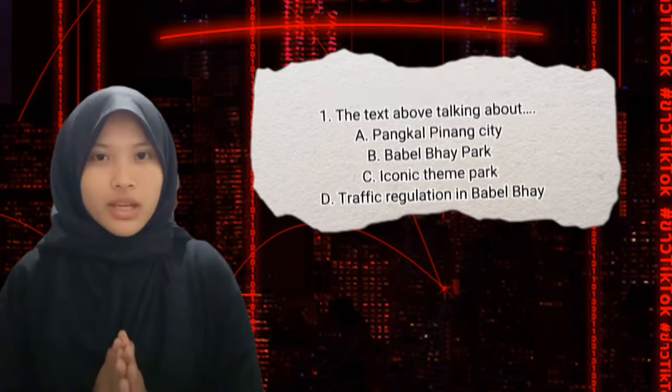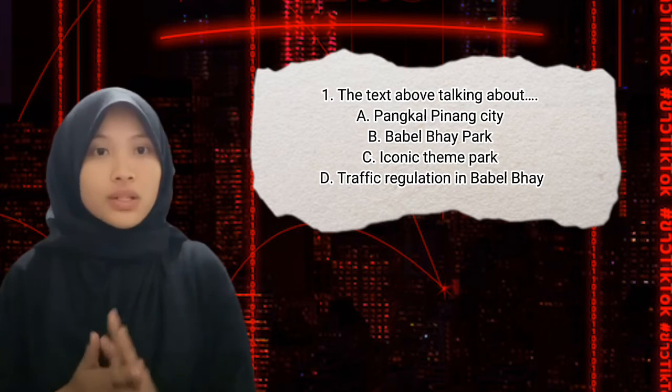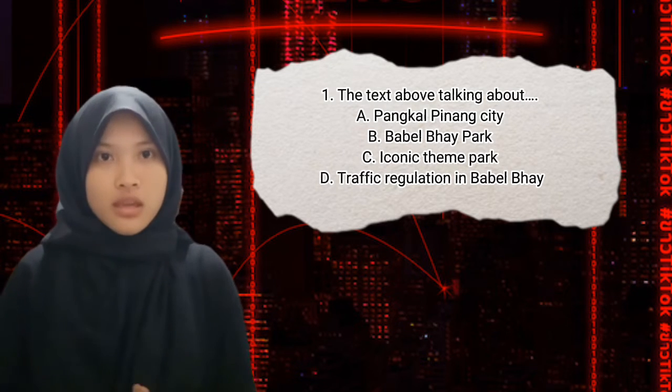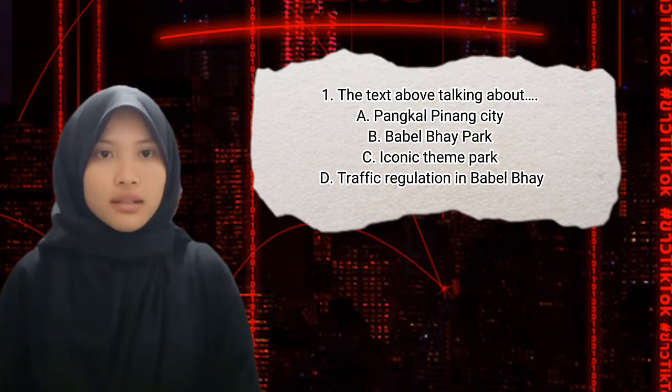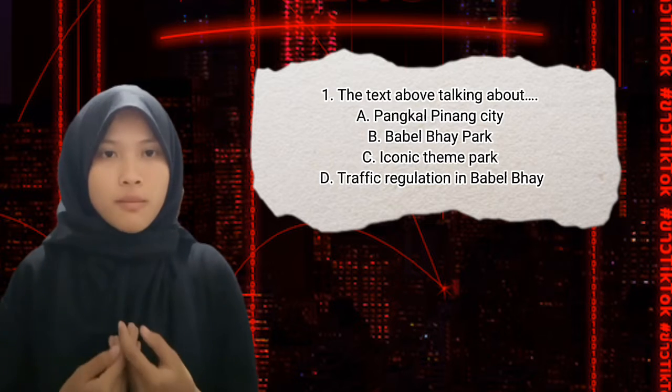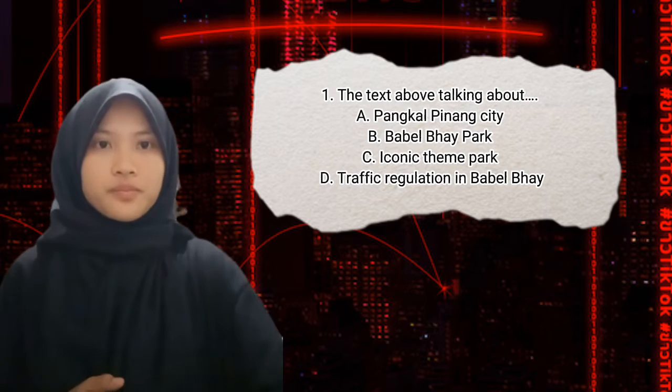Okay, next we continue to the second text. This text has 5 questions related to the text. But one tip to answer a reading test is, before we look at the text, let's see the questions first. Okay, question number 1. The text above is talking about A. Pangkal Pinang City, B. Babel Bay Park, C. Iconic Theme Park, or D. Traffic regulation in Babel Bay.